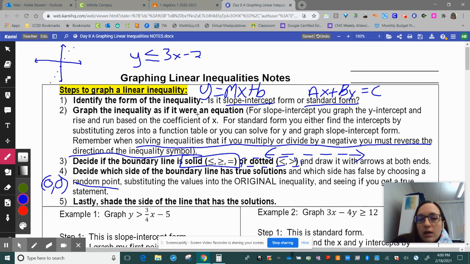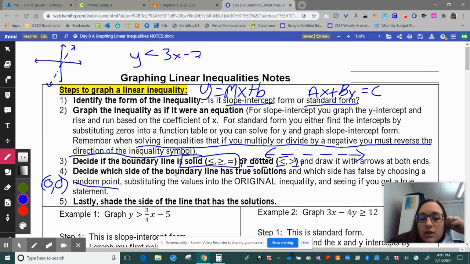So we graph the inequality as if it were an equation, like we've been doing. Then decide if the boundary line is solid or dotted. Notice I boxed the word solid in a solid line, and I dotted around the word dotted with dots. They kind of look like dashes, but that's the idea. If it's an or equal to, we have a solid line. If it were just a less than symbol, then we would make a dotted line, which honestly looks more like a dashed line. So that part's new.